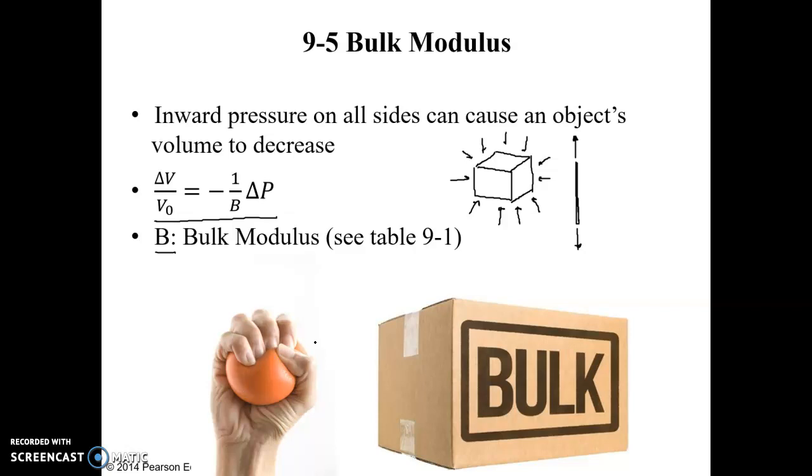So like the person squeezing the stress ball here, you apply a pressure, an inward pressure on that ball, and it is going to reduce its volume. And like the formula here says, that change in volume compared to its original volume is equal to -1 over B times delta P. Okay, and so B is just something that you look up in the textbook. Delta P is the change in pressure, and delta V is the change in volume. V sub naught is the original volume.